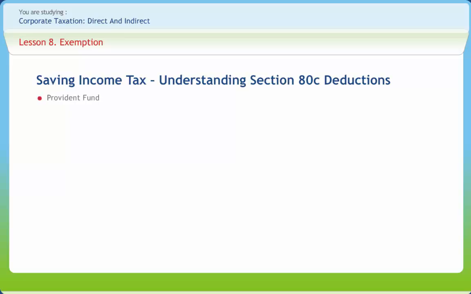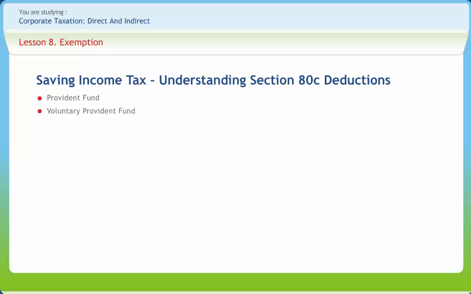Provident Fund, PF. The payments that you make to your PF are counted towards Section 80C investments. For most of you who are salaried, this amount gets automatically deducted from your salary every month. Thus, it's not just compulsory savings for your future, but also immediate tax savings.